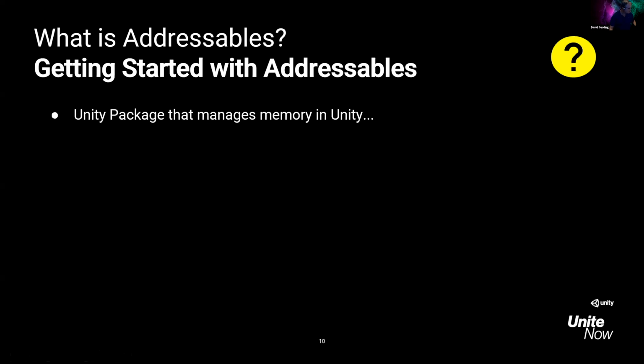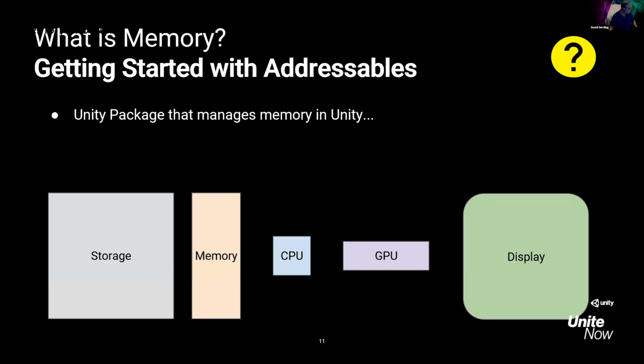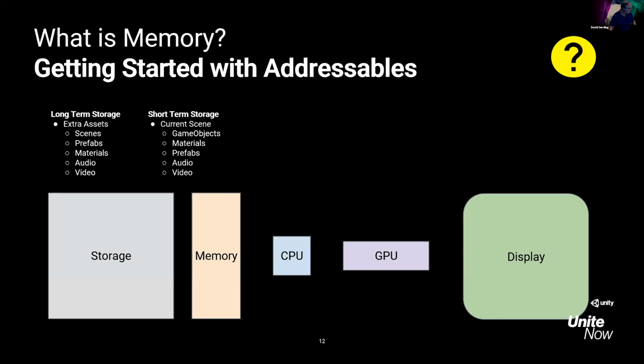What is Addressables? Well, Addressables is a Unity package that manages memory in Unity. And that's pretty straightforward. One way to think about what's happening in the Unity ecosystem when things are running is your assets and your code come off of long-term storage and go into memory. The short-term storage, that memory space, is often called RAM, and on most PCs and consoles, that's where stuff is running today. Long-term storage is either going to be a solid-state drive or a hard drive or some other kind of storage mechanism like that. So we wind up with scenes, prefabs, materials, audio, and video, starting in long-term storage, and then moving into short-term storage as we load scenes, typically.